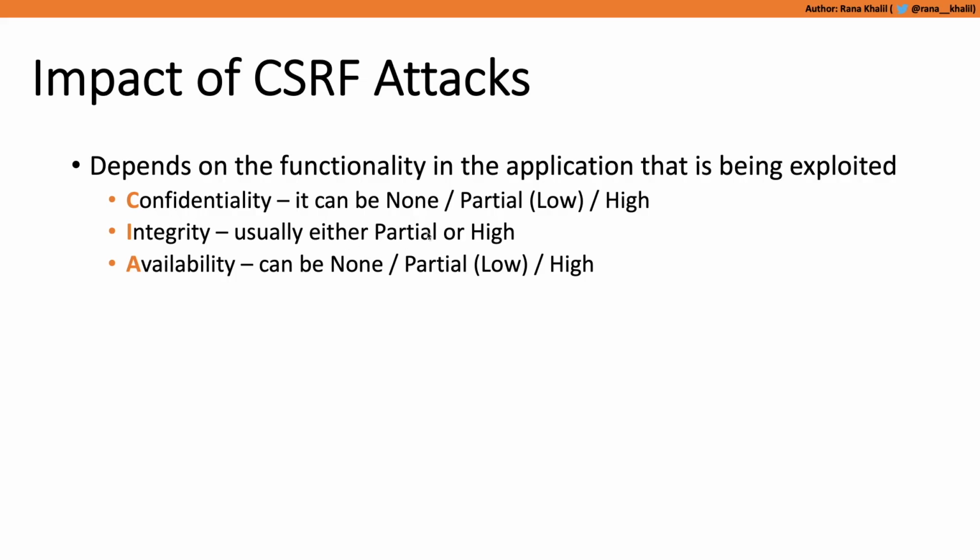Integrity is partial because you were able to change the text in the application, and availability is none because you don't impact the availability of the application to the user. The user still can log in, the user still can perform all the tasks that he or she needs to do, and so availability is not impacted at all. And that's why I say it really depends on the functionality in the application that is being exploited. It could be all the way from a really high vulnerability, a 10.0 rating, to a low vulnerability.